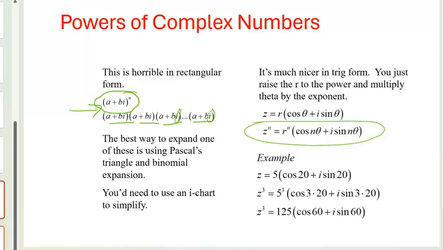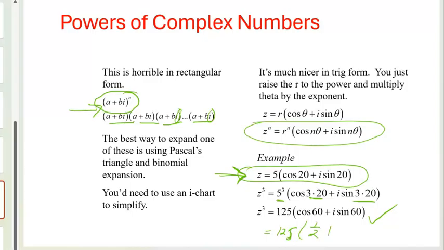Okay, so let's say I gave you a number that's as easy as it gets. You don't even have to convert. I say here's z in trig form, 5 times the cosine 20 plus i sine 20, raised to the third power. All you got to do is raise that to the third, multiply that by 3, and you're done. And then possibly you could convert this back to standard form if you want to, knowing that the cosine of 60 is a half and the sine of 60, of course, is root 3 over 2. We can always go back to regular form.